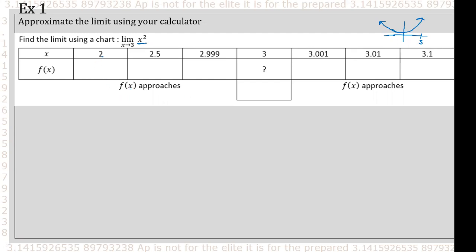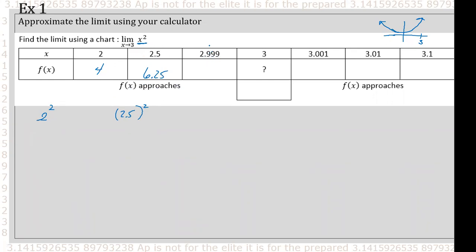So let's go ahead and do the first one, 2. For this function, I'm going to do 2 to the second. That will give me 4. And then we do the next one, 2.5 to the second. You can use your calculator. I believe this is 6.25. And we want to get really, really close, right? So I'm going to start putting these 9s right here.